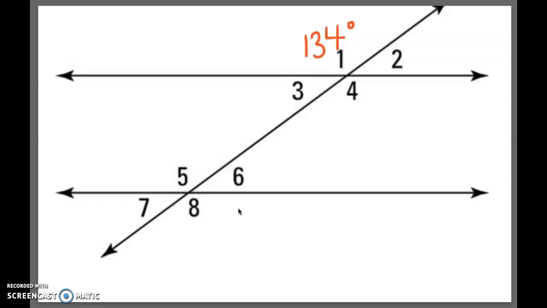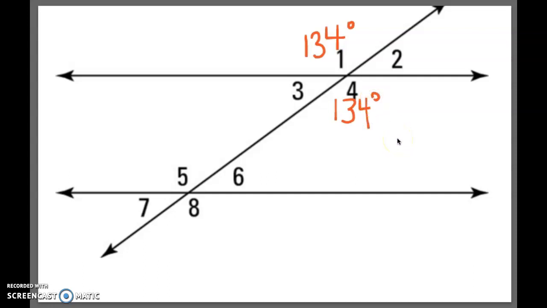So your questions aren't just going to be what number is this, but what angle relationships are being used here. So the first thing I did was I noticed, okay, this is vertical. So angle 1 is vertical to angle 4. So that is 134 degrees.